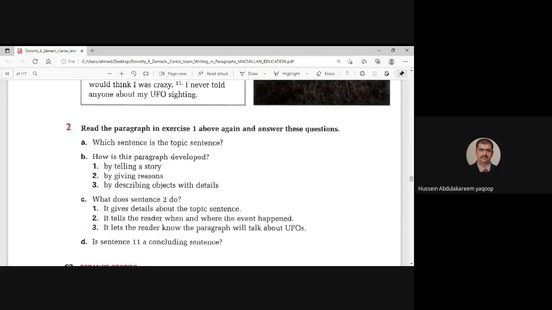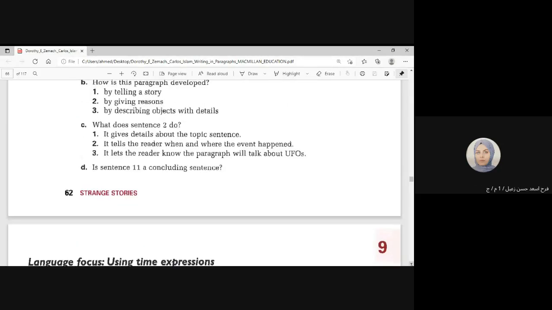Okay, what about C? Now we go to C. May I go to Farah Asad, please? Yes, doctor. What does sentence 2 do? The second sentence tells the reader when and where the event happened. That's okay. And what about the last sentence, line 11?